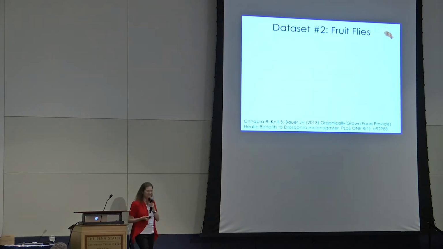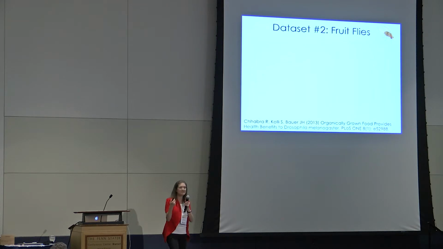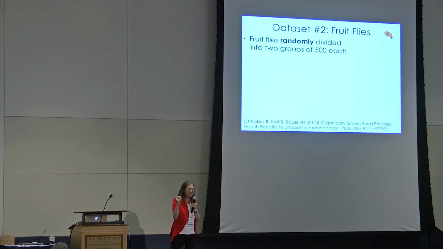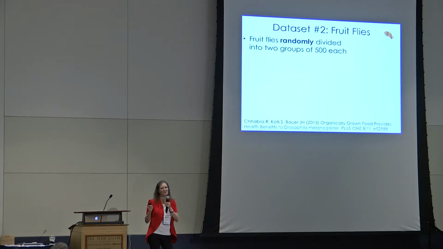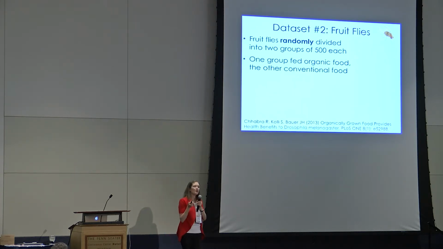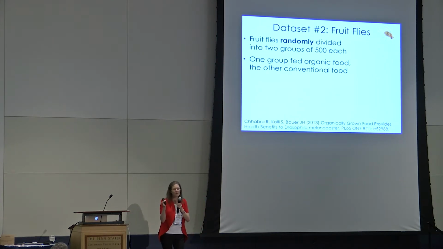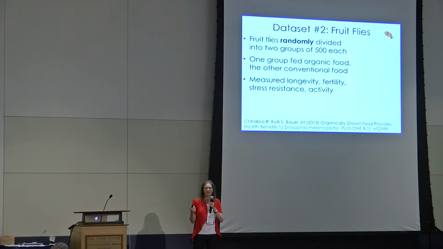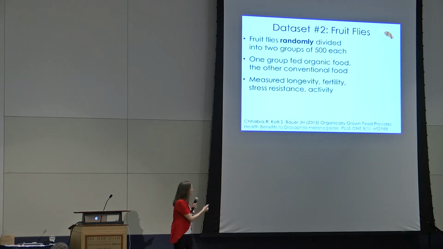All right. Okay, so I'm going to turn my attention now to random chance, and for that I'm going to introduce a different data set. So this is working with fruit flies. We had fruit flies randomly divided, and students now know the crucial importance of that word, into 2 groups of 500 flies each. One group was fed organic food, the other group was fed conventional food. They used 4 different foods. I'm going to focus here on the potato data. They measured longevity, fertility, stress resistance, activity. I'm going to focus on longevity here.